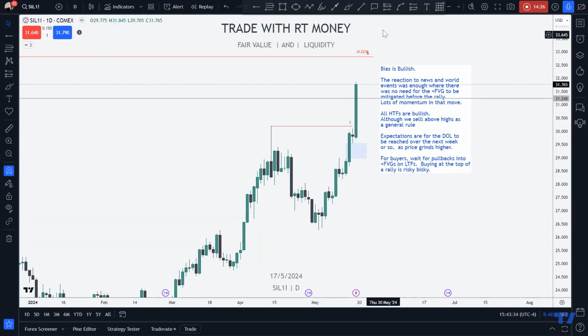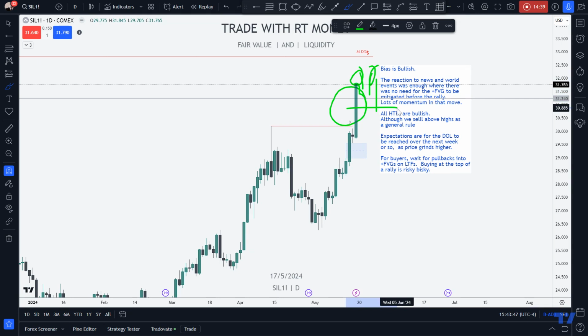I'm also looking for fair value gaps to form somewhere in here. Price gives me a fair value gap, puts a candle up here, puts a candle up here. I'm looking for a sting into that fair value gap before it continues higher. If it starts to come back down now, I'm looking for price to come back right around to this area, which is the last area of fair value. I'm looking for price to come back in this fair value area.